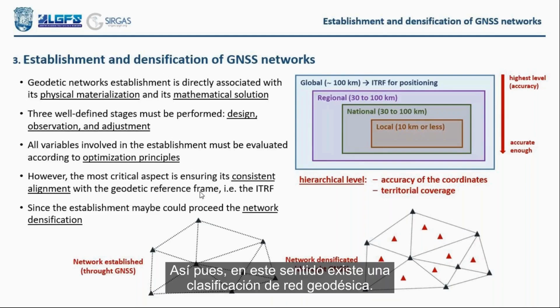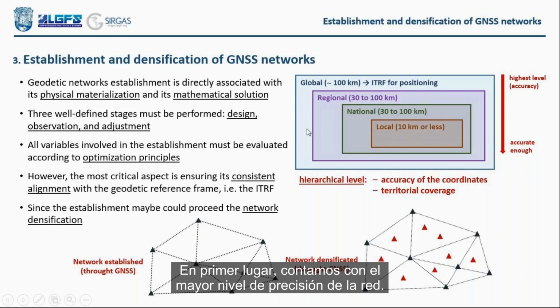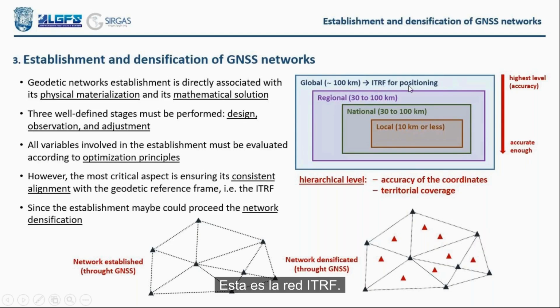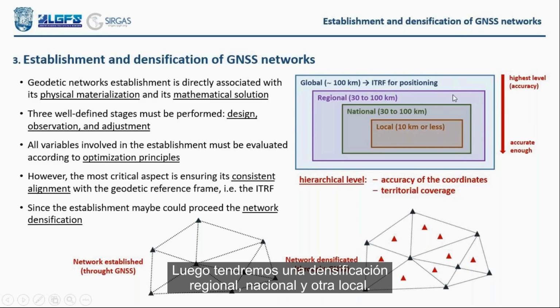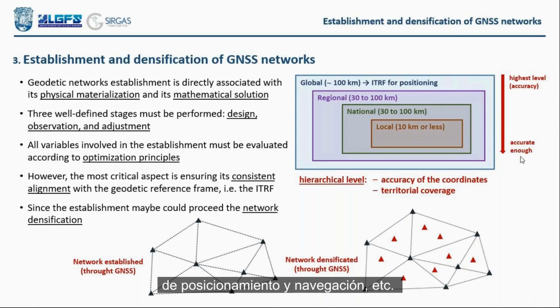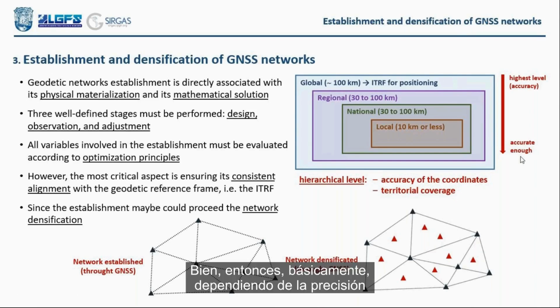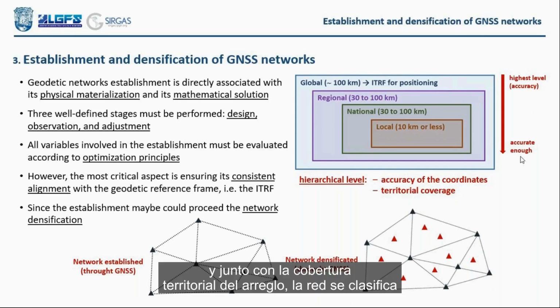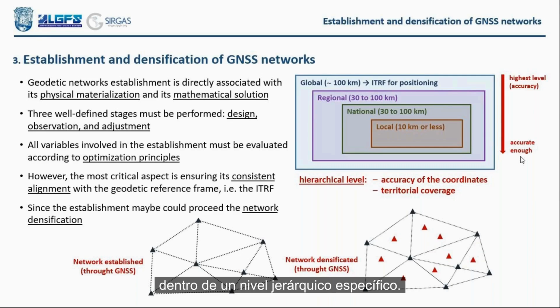So in this regard, there is a hierarchization of the geodetic network. First, we have the highest level of accuracy in the network. This is the ITRF network. So we have regional, national densification and the local one, and the accuracy must be enough to satisfy any application of positioning and navigation, etc. Essentially, depending on the accuracy of the coordinates of the vertices of the stations, along with the territorial coverage, the array is classified within a specific hierarchical level.